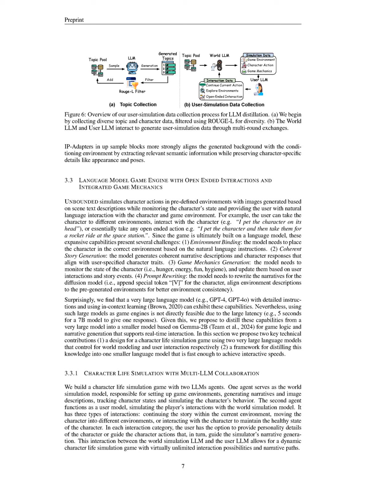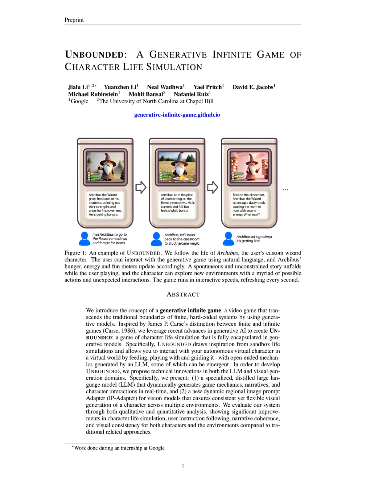In Unbounded, a player might start by creating a character, such as a witch, and then instruct the game with a natural language command like, "I take my witch to the forest and ask her to gather herbs." The system processes this input by placing the character in a dynamically generated forest environment, ensuring both character and environment consistency. It then generates a narrative response describing how the witch interacts with the environment, such as finding glowing herbs, while also updating the character's state, e.g., energy or inventory.